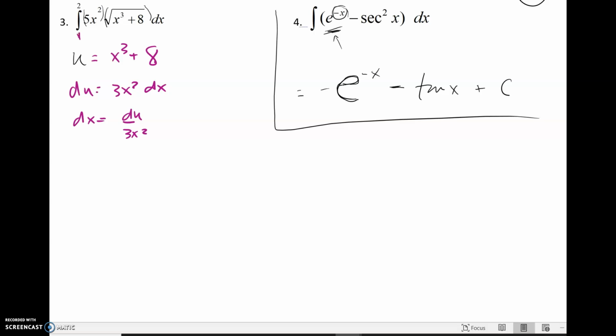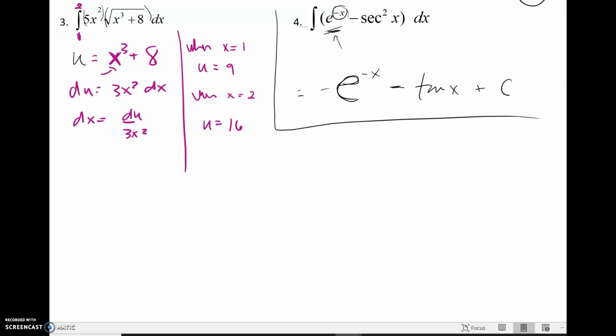Now, I have a definite integral u-substitution, so I have to do some more. These are x values. 1 and 2 are x values. So that means when x is 1, u isn't necessarily 1, right? U is going to be, in fact, 1 cubed plus 8, which is 9. And when x is 2, I'd plug in 2 right here. 2 cubed is 8, plus 8 is 16.